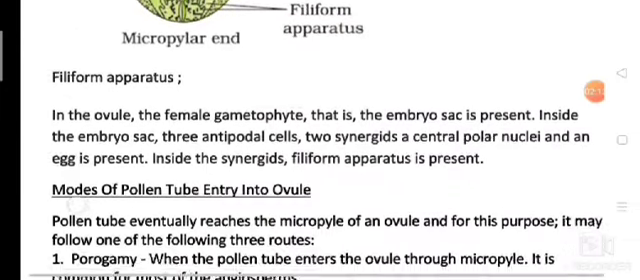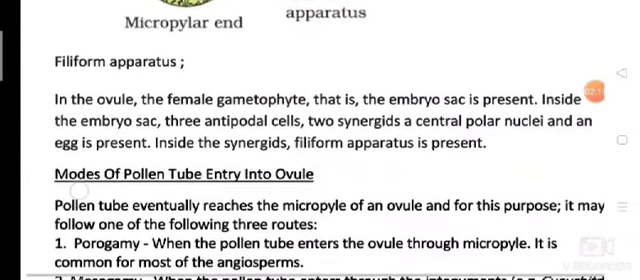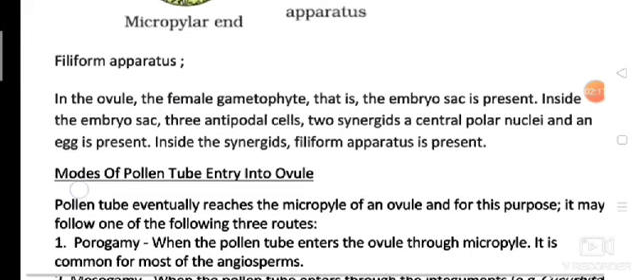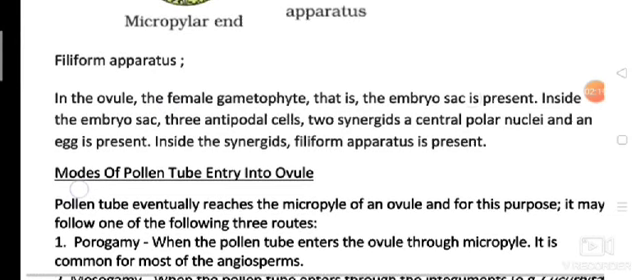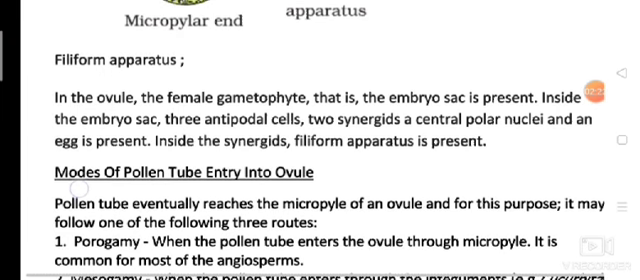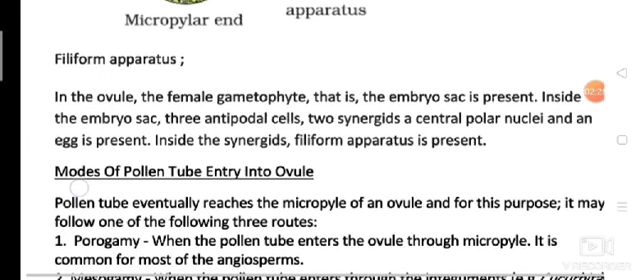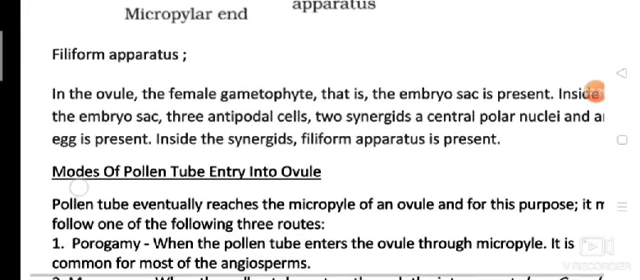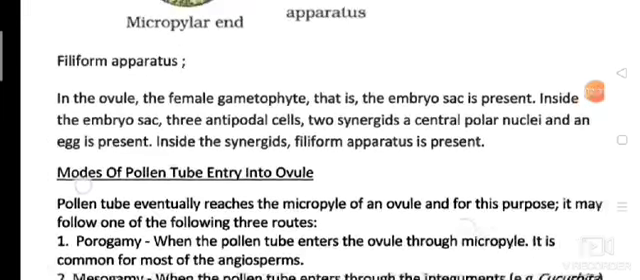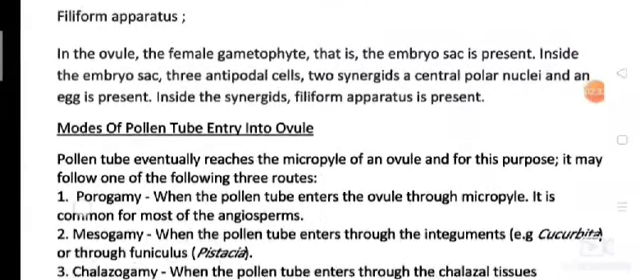Filiform apparatus. In the ovule, the female gametophyte, that is the embryo sac, is present. Inside the embryo sac, 3 antipodal cells, 2 synergids, central polar nuclei and an egg are present. Inside the synergids, the filiform apparatus is present.